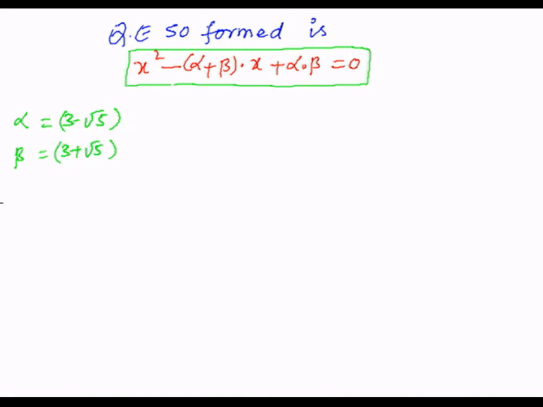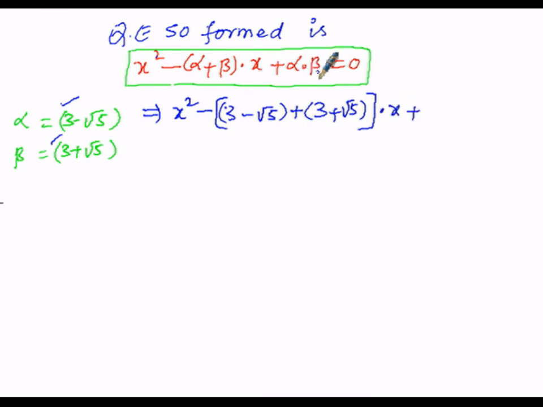Then the next logical step: to frame the quadratic equation, it will be x square minus [alpha, that is (3 minus root 5), plus beta, that is (3 plus root 5)] into x plus alpha into beta, that is (3 minus root 5) into (3 plus root 5), is equal to 0 on the right hand side.